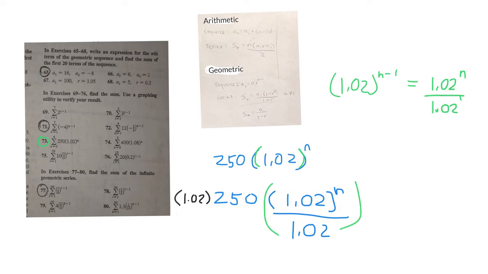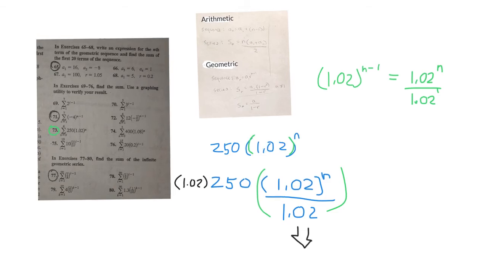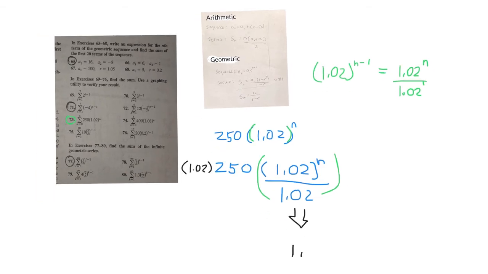But what we're accomplishing now by doing this is we're just kind of roughing this up so that we can force it to have the n minus 1, right? And what happens as a result is you end up with this becoming what you want, which is 1.02 raised to the n minus 1. That's what we want. But now we have to multiply these guys together, don't we? So 250 times 1.02 is 255.